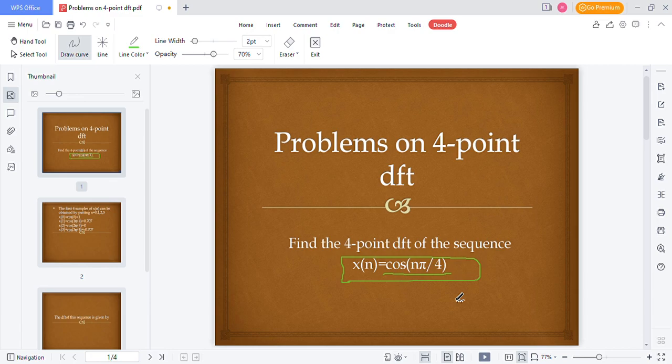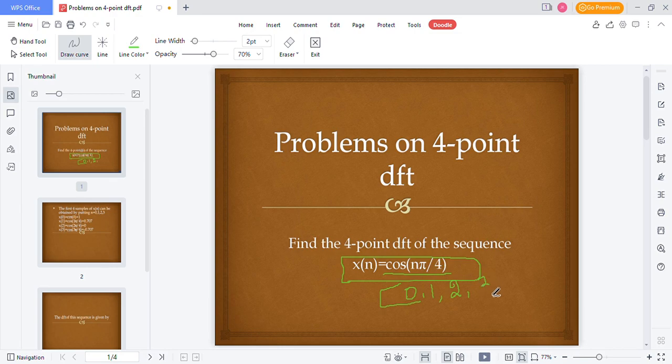So you are supposed to find out what is the x of n, that too with respect to numbers. In the last problem, I had a question wherein my x of n was given as 0, 1, 2, 3. But here it is in terms of cos n pi by 4. I want it in terms of 0, 1, 2, 3. In this way, I want my resultant of x of n.